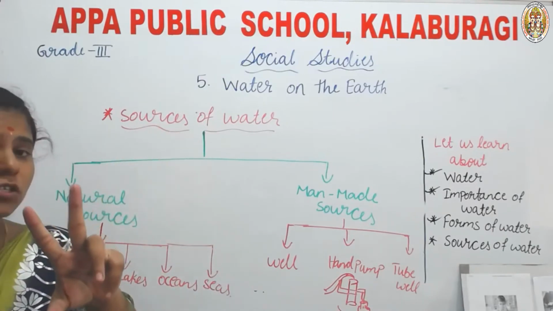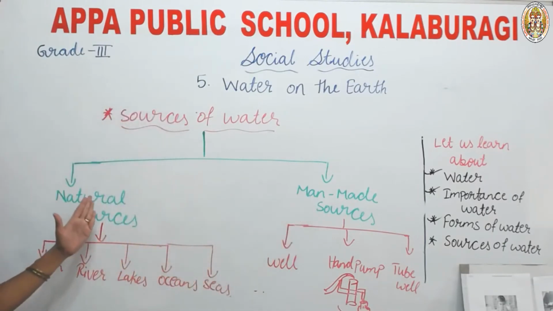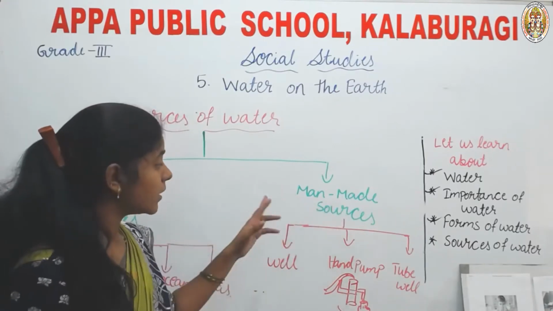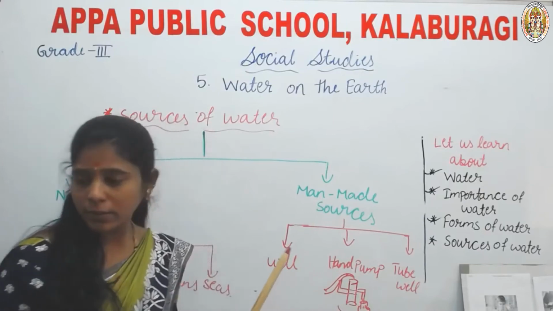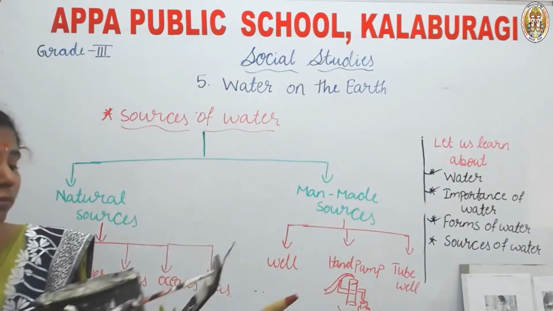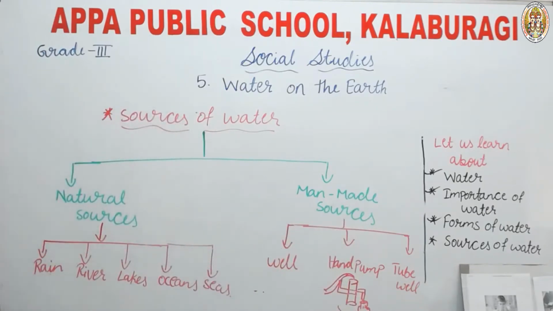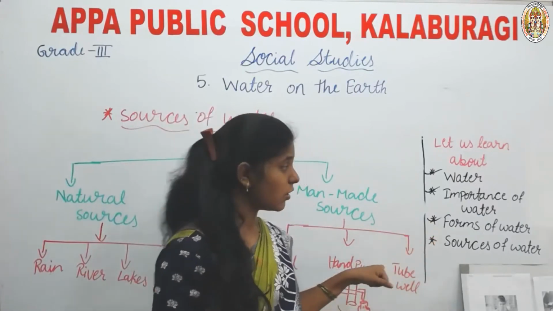Okay, sources of water. We can see here two sources of water: natural sources and man-made sources. In nature, we get water from rain, river, lakes, oceans, and seas. Water that is found underground is called underground water. Well, hand pump and tube well are examples of man-made sources. Children, you have understood about the importance of water, forms of water, and sources of water.